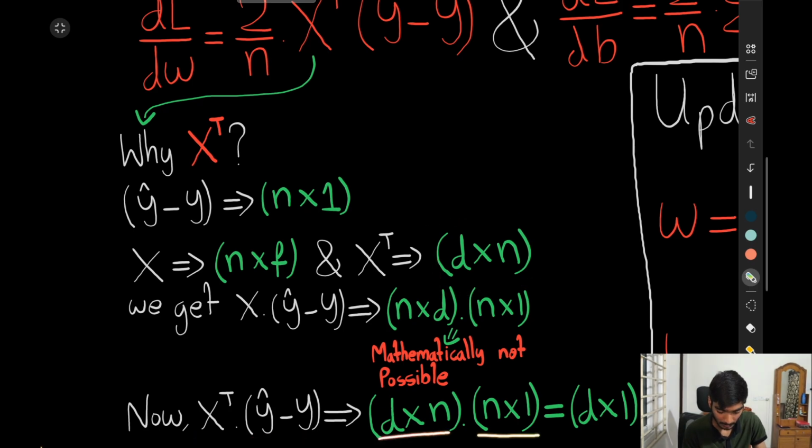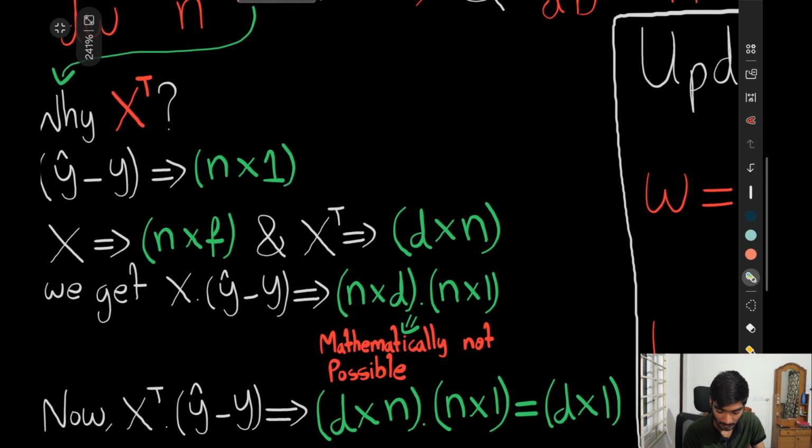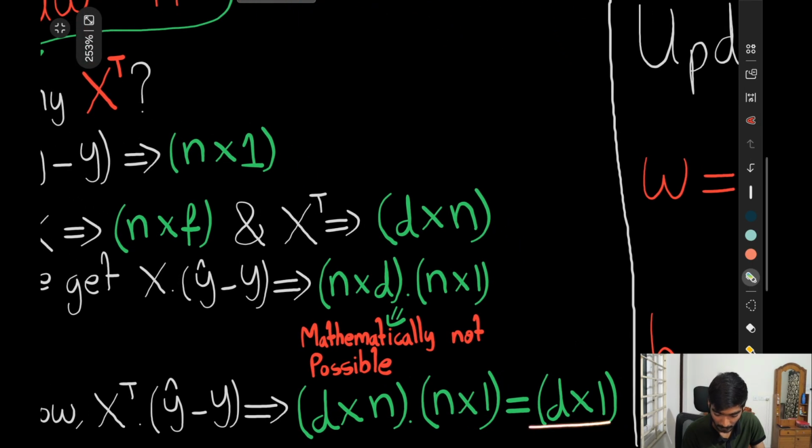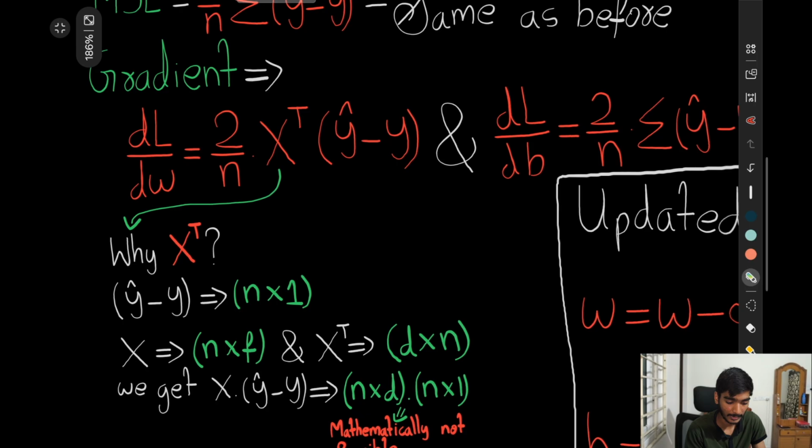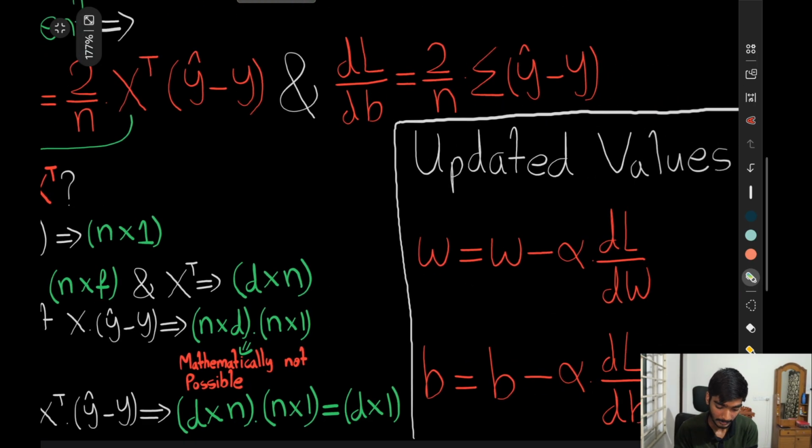Now the dimensions are d cross n times n cross n. We can see here the inner dimensions of these two matrices match. So we can multiply these matrices and our output will have the dimensions of d cross n, which is mathematically correct. So that's why we use the term X transpose instead of X while calculating the derivative of the loss function with respect to the weight.